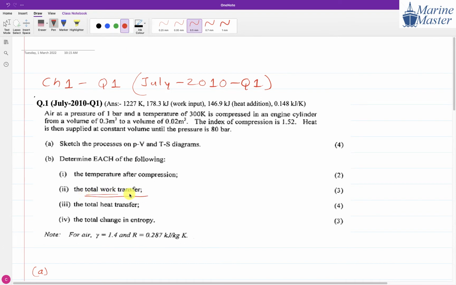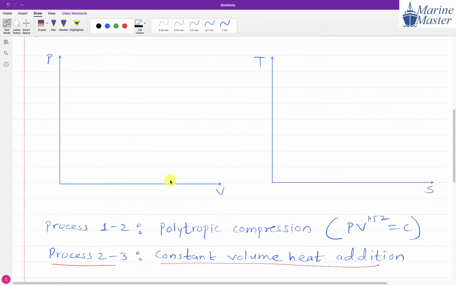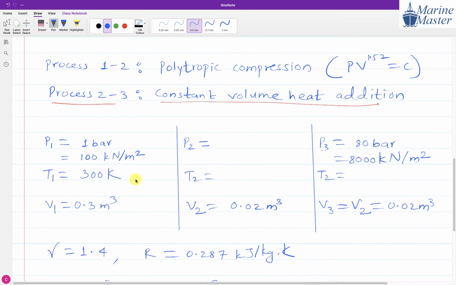So always remember we need a mass. And how to get a mass? For that purpose, always have a look at the table. If for any point, if they have given us all the properties, all three properties, whether it is point 1 or point 2 or point 3.